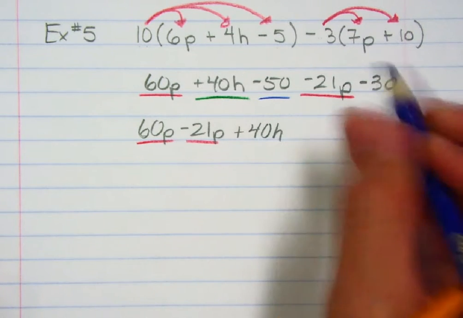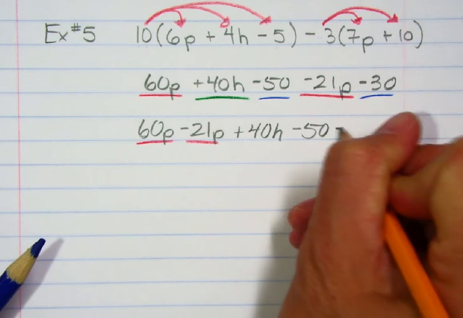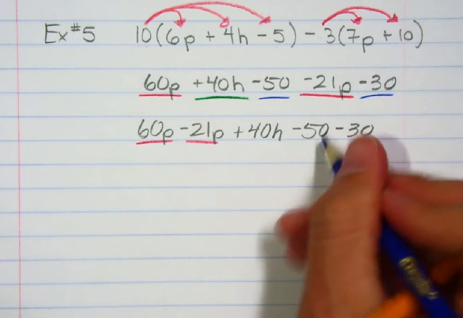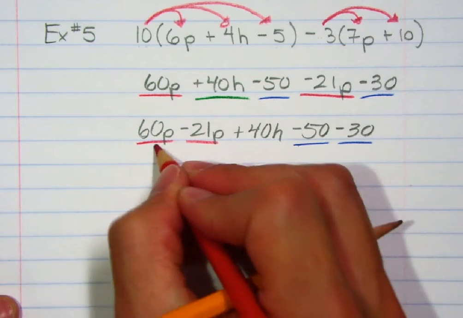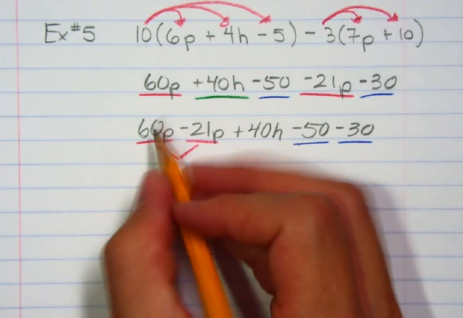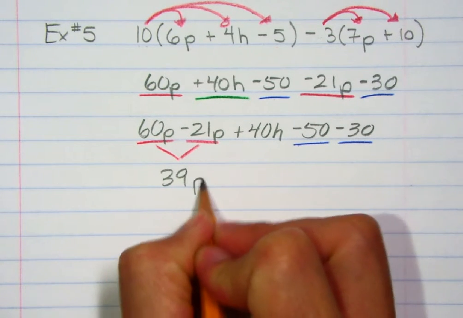My constants, negative 50 and negative 30. Those are like terms because they're both constants. Neither of them has variables. All right, so let's get started. I'm going to go with the p here. 60p minus 21p gives me 39p.